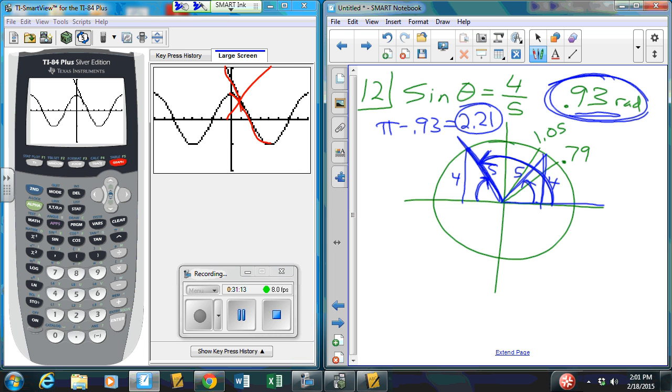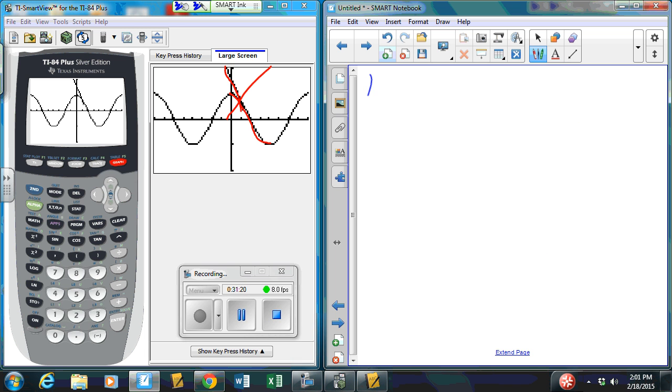So what happens if we get a negative? Well, we're going to do number 14 together right now. So everybody go to number 14. What does that one say? Sine of theta equals what?